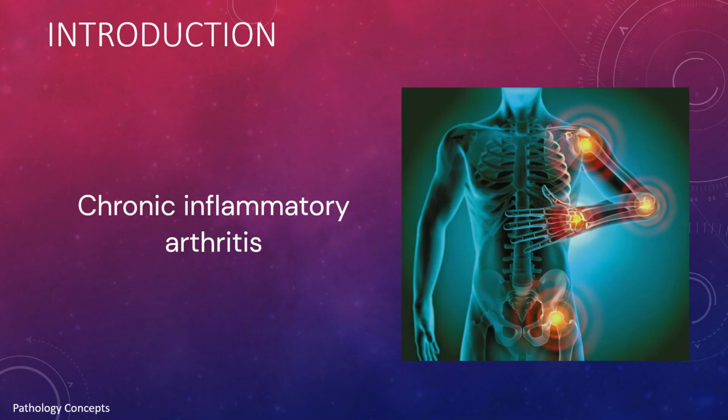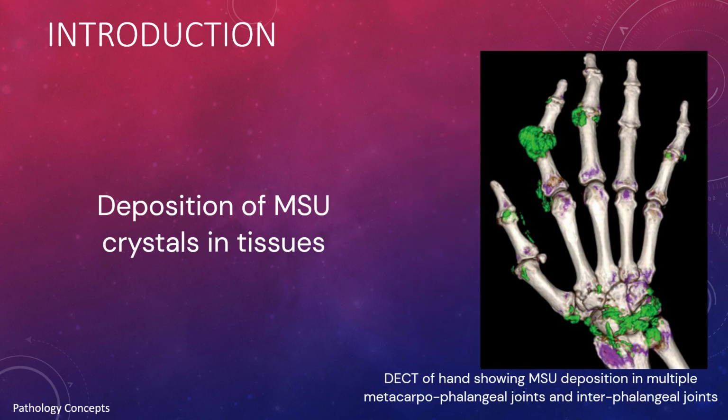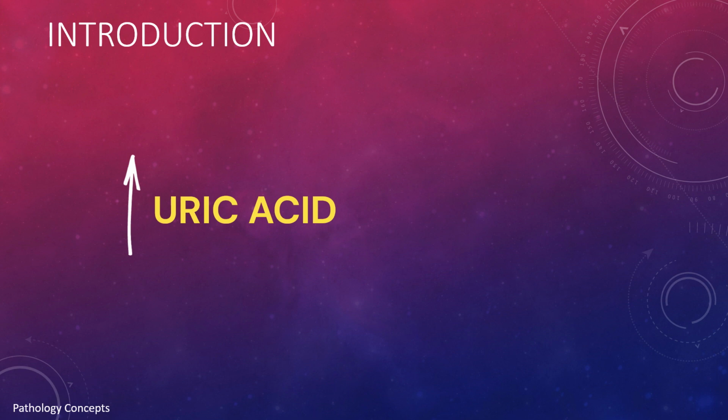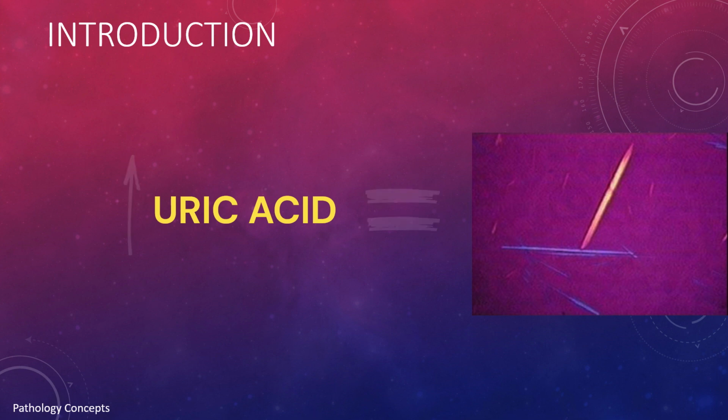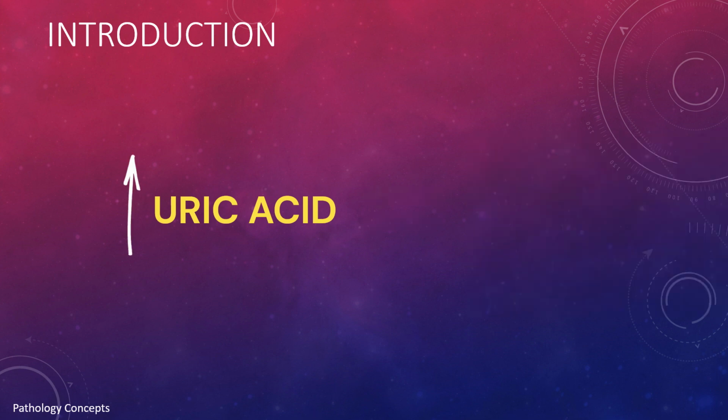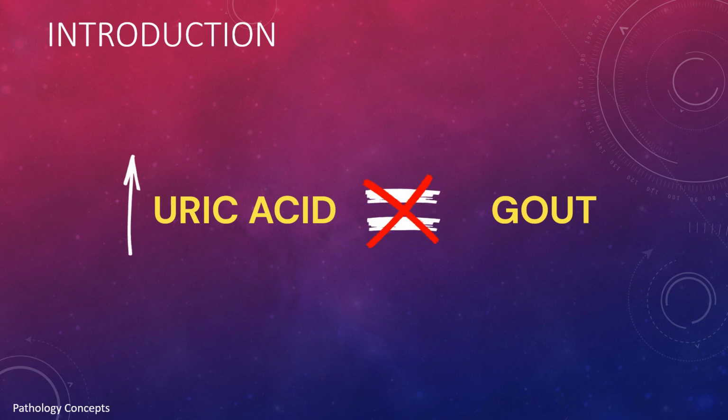Gout is the most common cause of chronic inflammatory arthritis. It is a systemic disease that results from deposition of monosodium urate (MSU) crystals in tissues. An increased serum uric acid level above a specific threshold is a requirement for formation of uric acid crystals. Despite the fact that hyperuricemia is the main pathogenic defect in gout, many people with hyperuricemia do not develop gout or even form uric acid crystals. In fact, only 5% of people with hyperuricemia above 9 mg per dl develop gout.